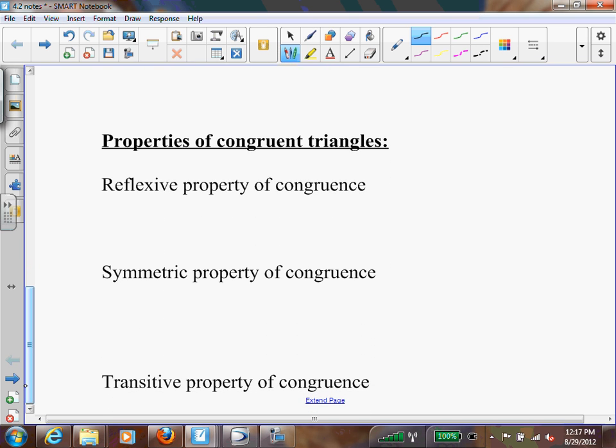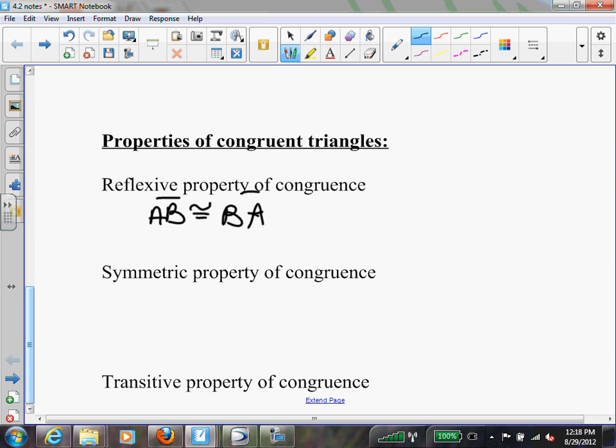Okay, so let's see if we remember. Reflexive property of congruency. You should have these already. If something is reflexive, what do we say? Give me an example of a reflexive statement. What do you have, Athena? AB is congruent to BA. What's symmetric? What's that one? Aaron? AB is congruent to AB. Order important, stays the same.